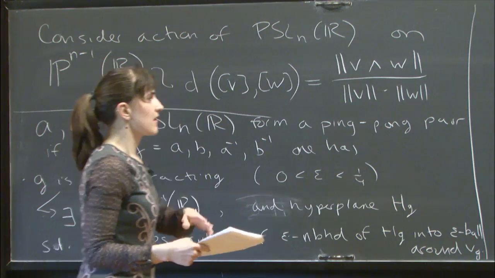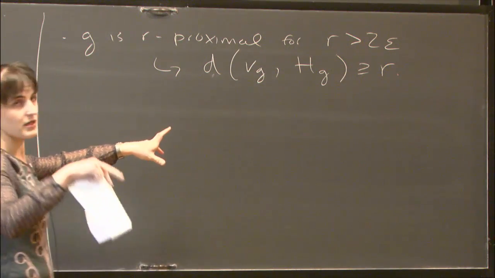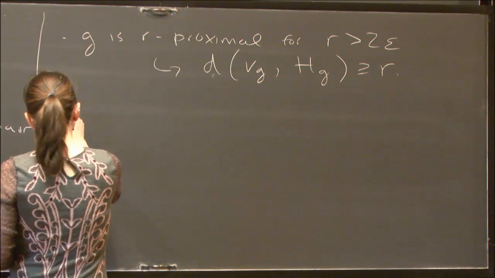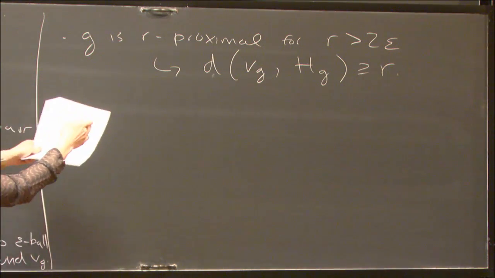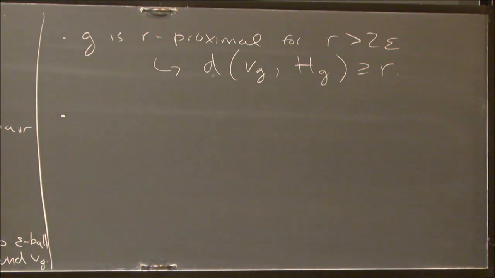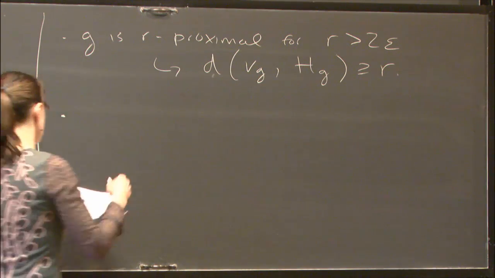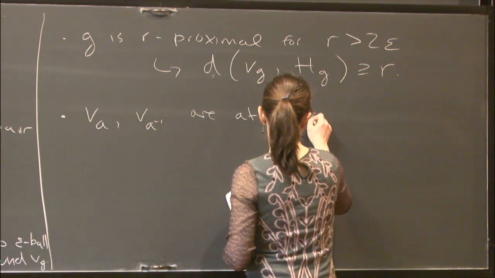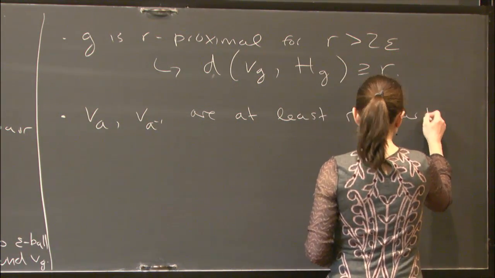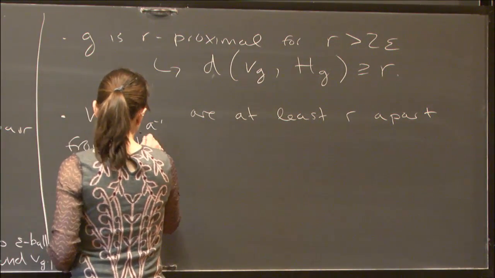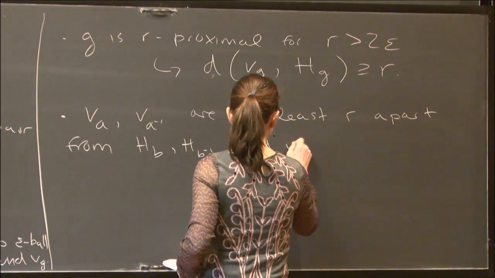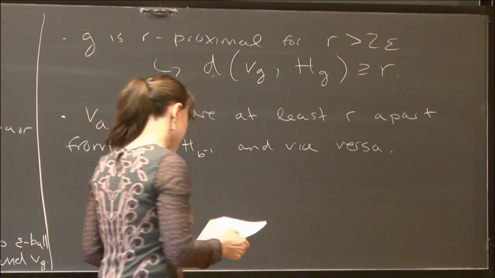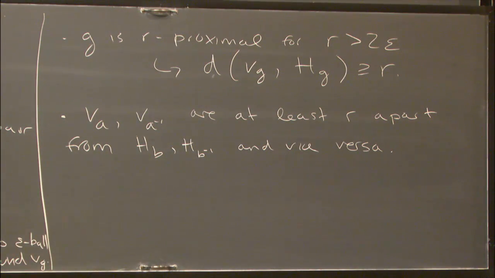So basically what we're saying is that the epsilon ball around V_g and the epsilon neighborhood around H_g are far enough apart that they do not intersect. And then finally, you want not only these two things to be separated, but everything corresponding to all of them to be apart from each other. So you want V_A and V_{A inverse} to be at least r apart, again with r greater than 2 epsilon, from the repulsive hyperplanes H_B and H_{B inverse}, and vice versa. So also V_B and V_{B inverse} far away from H_A and H_{A inverse}. Okay, so that's what it means to be a ping-pong pair.